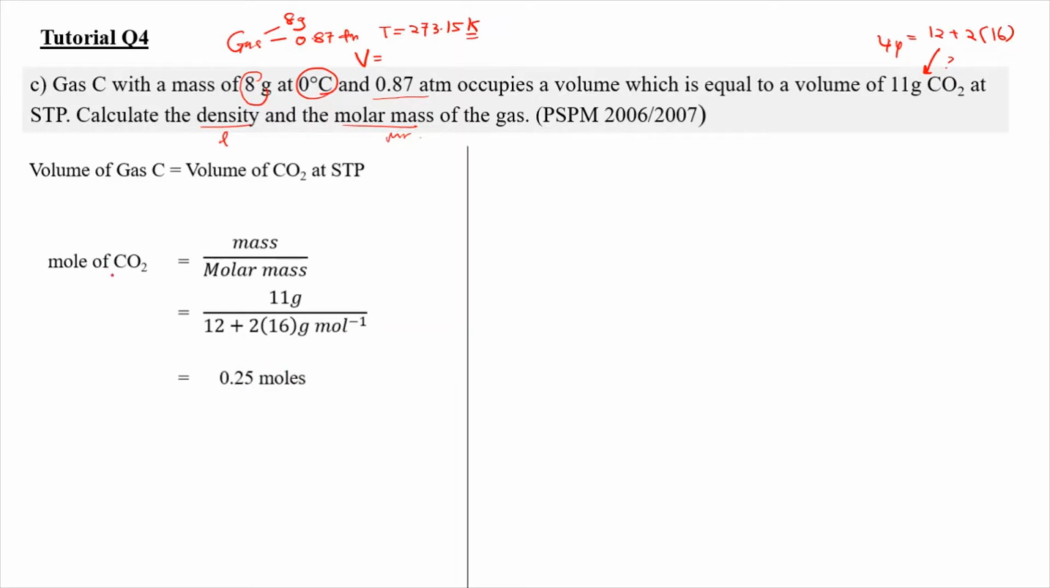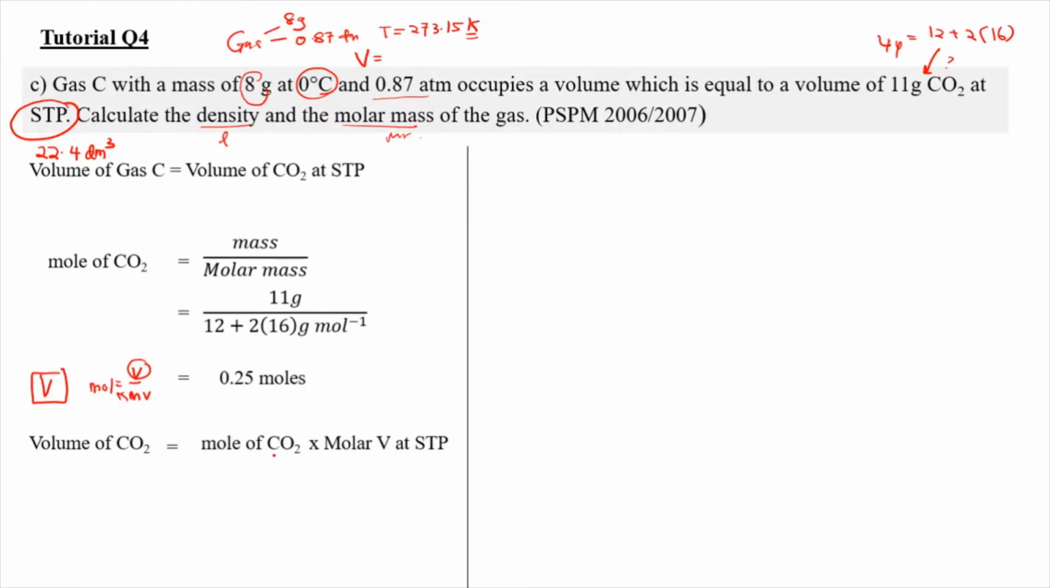And then from the number of moles of carbon dioxide, we need to find the volume. So the volume can be obtained when we multiply the mole with the molar volume. Okay, so the molar volume here refers to at STP, which is 22.4 dm cube. And we can find the volume of carbon dioxide, which is mole of carbon dioxide multiplied by the molar volume at STP, which is 0.25 multiplied by 22.4 liter. And finally, we're going to get 5.6 liter. So you know that the volume of gas C will be 5.6 liter.